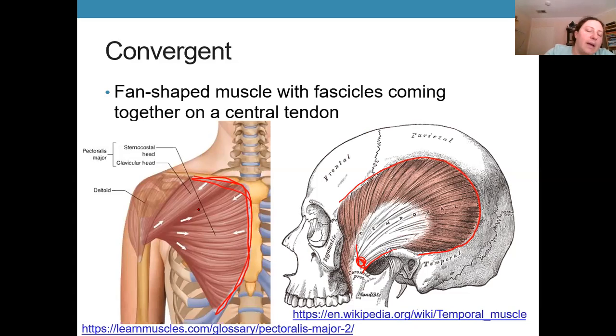And here is that pectoralis major we looked at before. Very broad attachments here on the ribs and the sternum and the clavicle, all coming down to one teeny tiny little tendinous attachment on the humerus to really allow that flexion at the shoulders. Okay, so that's convergent, shaped like a fan. So when something's converging, everything's all coming together.